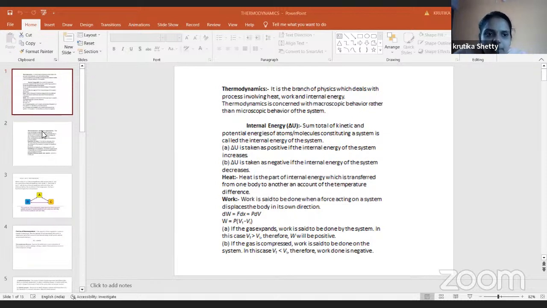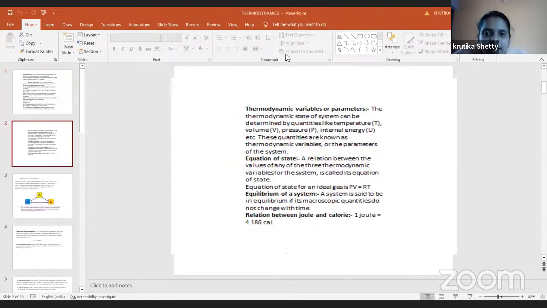Then the next slide: what do you mean by thermodynamic variables or parameters? The thermodynamic variables or parameters are quantities like temperature, volume, pressure and internal energy. These are called thermodynamic variables, or the parameters of the system.